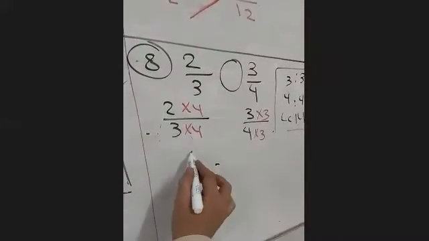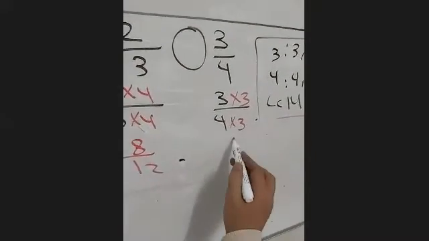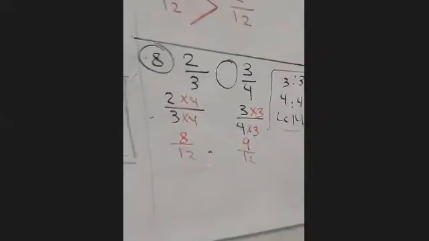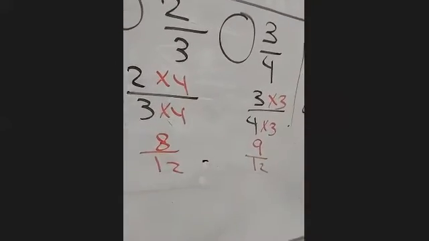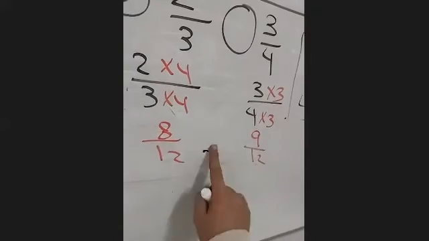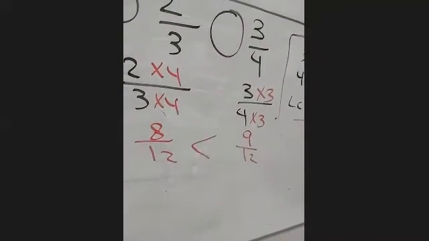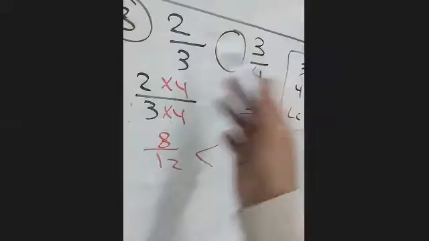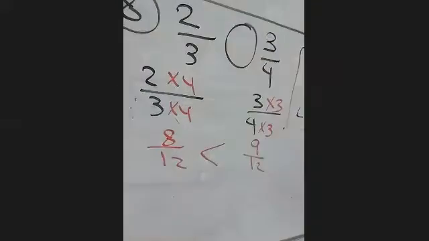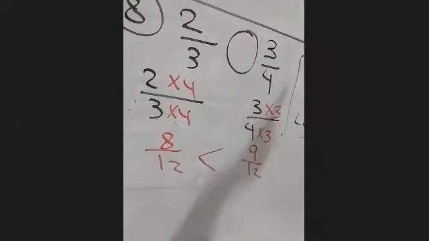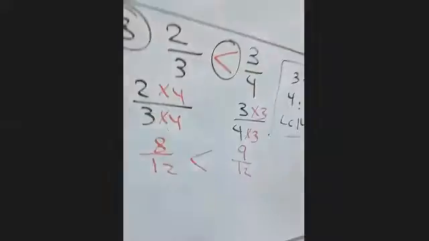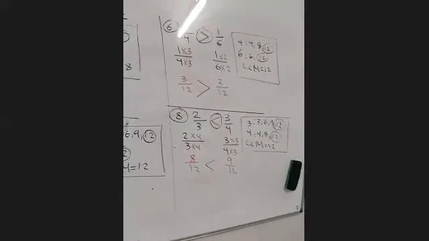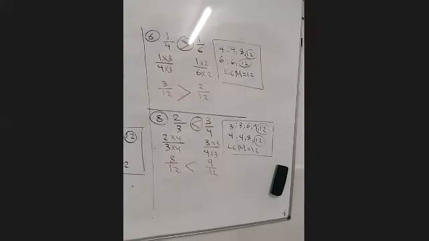So here will be 8 over 12, and here will be 9 over 12, right? Which one is bigger, 8 over 12 or 9 over 12? 9 over 12, because 9 is bigger than 8. So which one is bigger, 2 over 3 or 3 over 4? 3 over 4. Excellent. This is question 8.